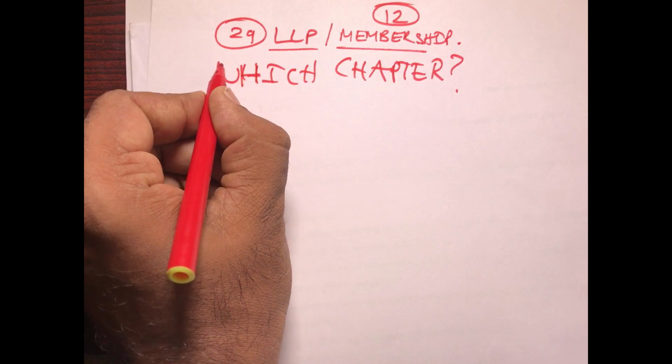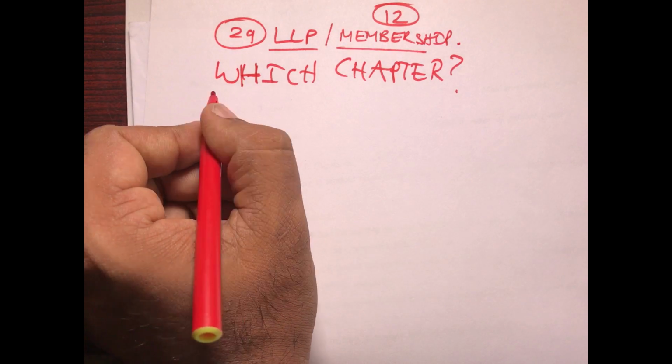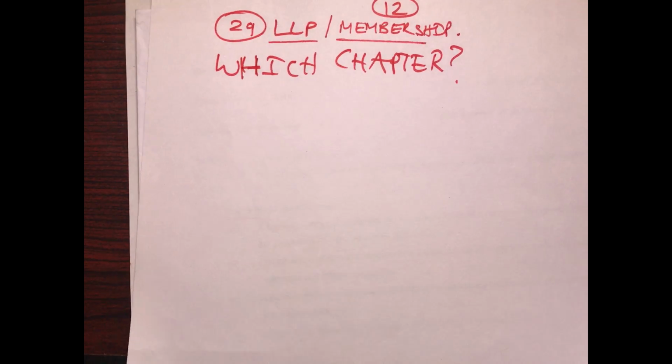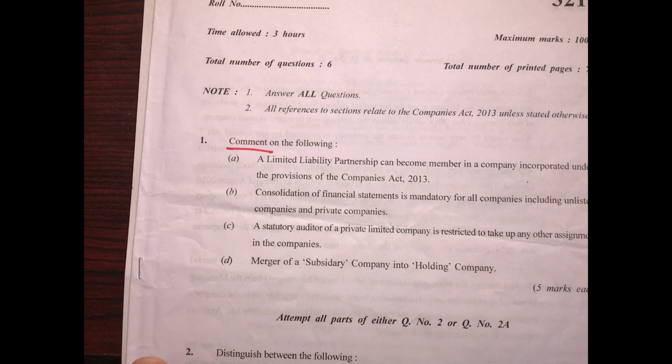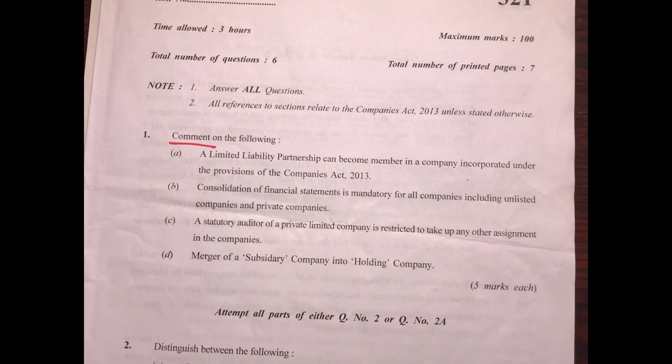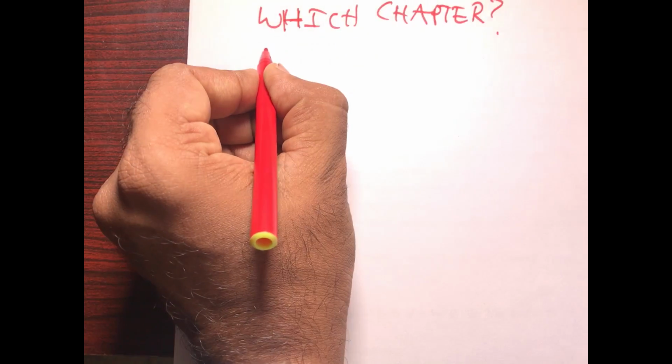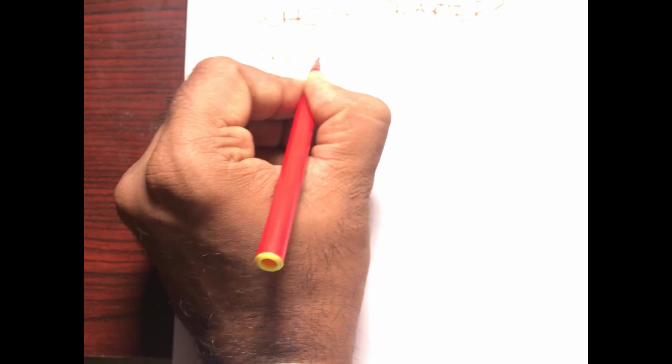Once you recognize what is the particular chapter, the next thing you should understand is you should give the answer for that comment, whether it is yes, no, true, false, etc. So in this, what was our question? That a limited liability partnership can become a member in a company incorporated under the Companies Act of 2013. So for this, first thing, what should you write in the paper? You should write, yes, it is possible.